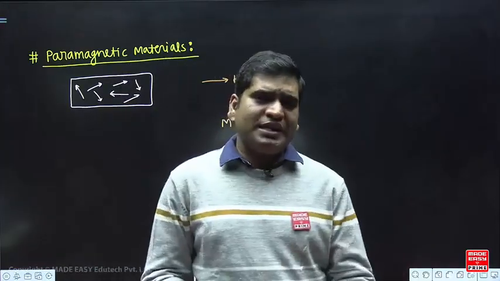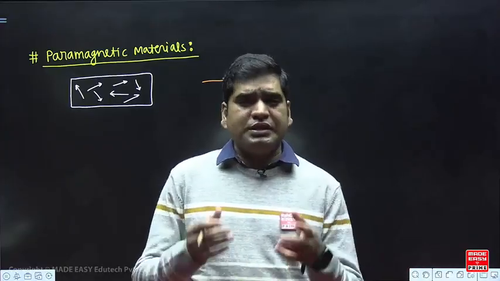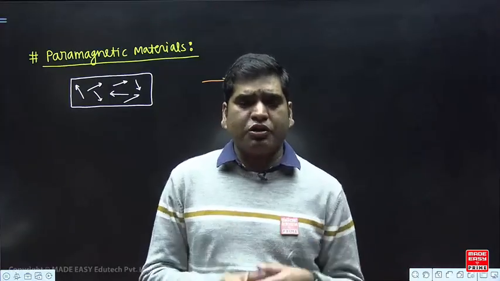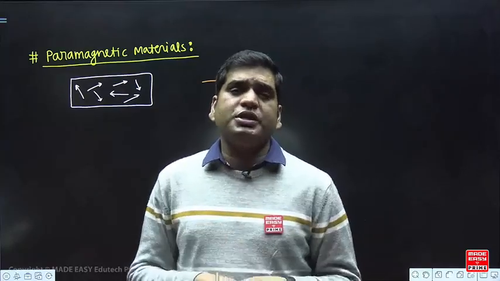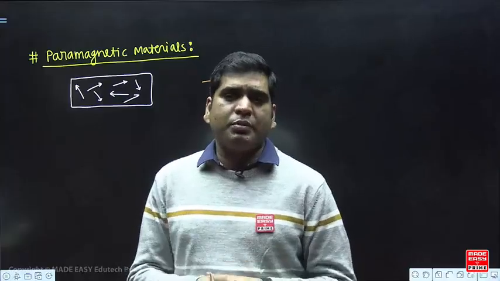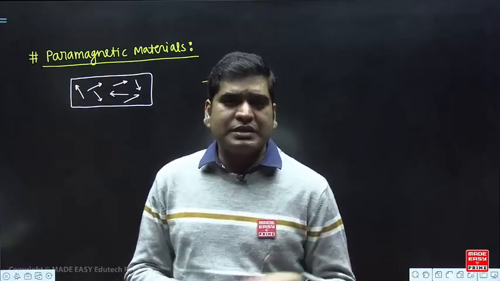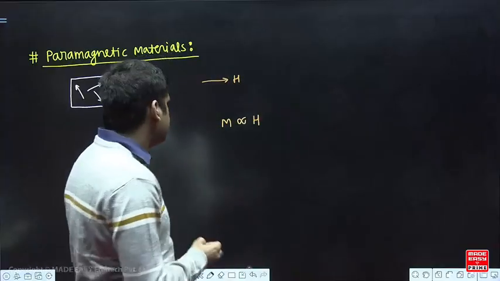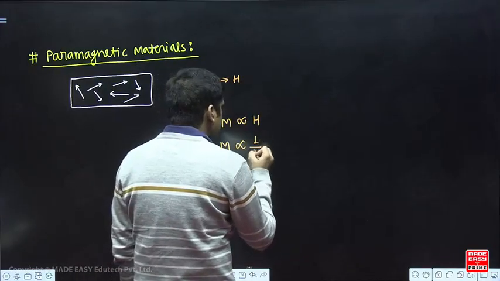But suppose you are increasing the temperature. Increasing the temperature increases thermal energy, which brings entropy. Entropy is the degree of randomness. So, temperature increase will try to randomize these dipoles, and if there is randomization, then the net value, the average value, would be less. So, magnetization will decrease. So, M is inversely proportional to temperature.